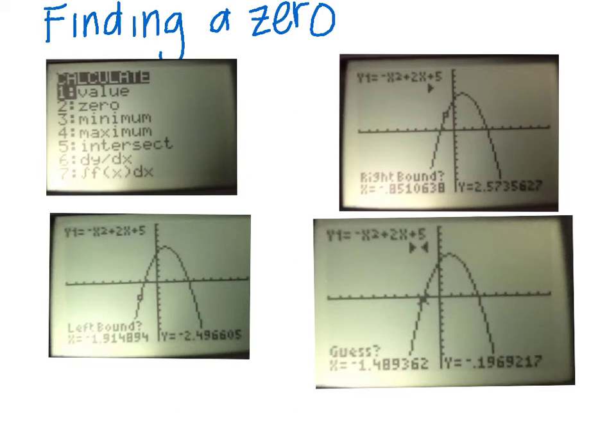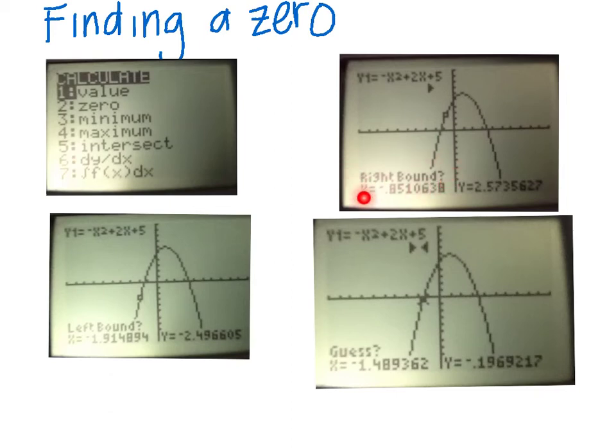So in order to choose a point to the left of this 0, it's going to be anything on this line, because those are all the x values that are to the left of where that 0 is. So once I move my cursor to the left of the 0, I'm going to press enter.